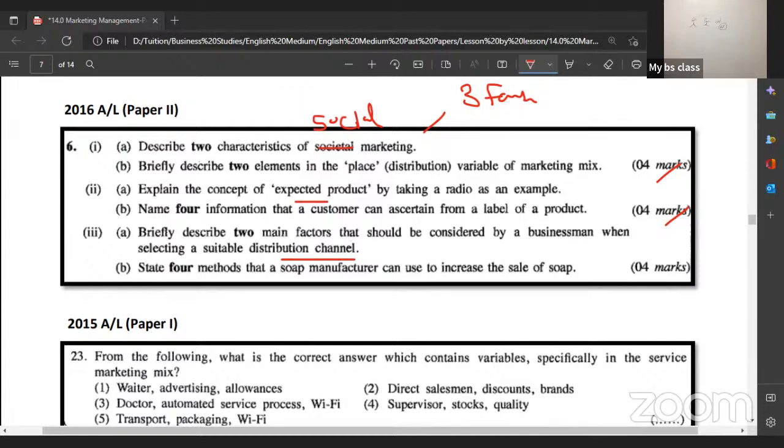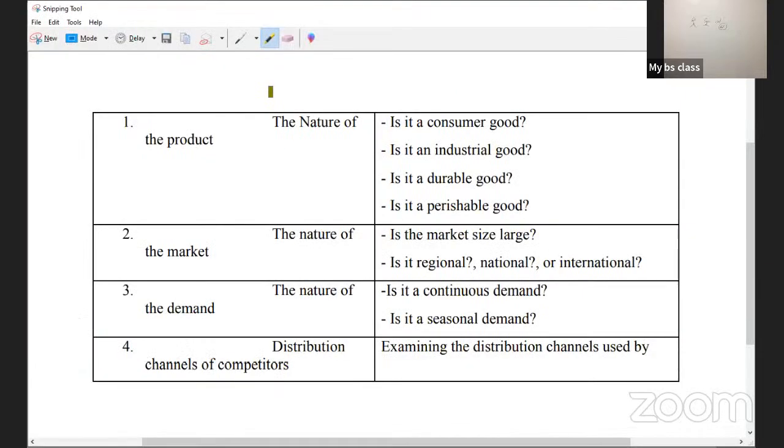So whether you are going for a direct distribution, or maybe you don't need any intermediaries to be involved, right? So those are factors you can think of. If you just think about this one, straight away there. But here they are asking you to describe. Yes, you have to describe. Just for 2 marks you need to write. So then you can describe the factors: the nature of the product, the nature of the market, the nature of the demand, and also the distribution channel of the companies, and also your resources, your capabilities.